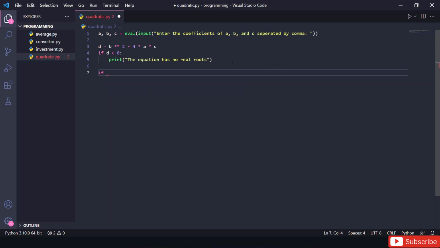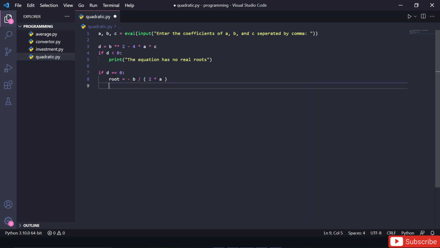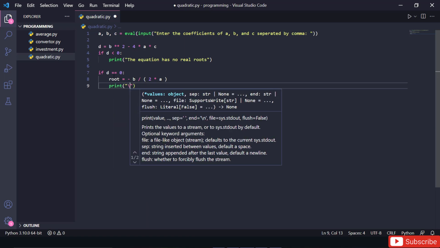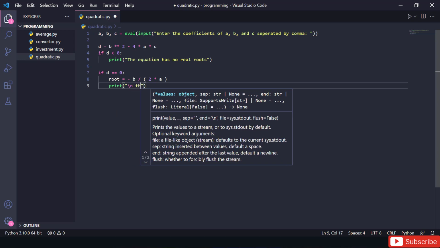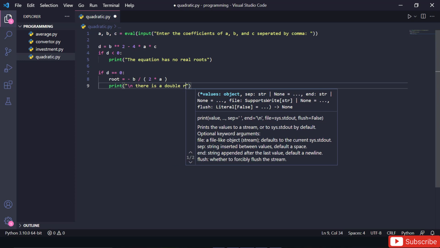If d equal to 0, what are we going to do is, here we have to find the root, right? So let's create a variable root with minus b by 2a. That's it. Minus b by 2 into a. And we're going to print there is a double root. There is a double root, and that will be same.